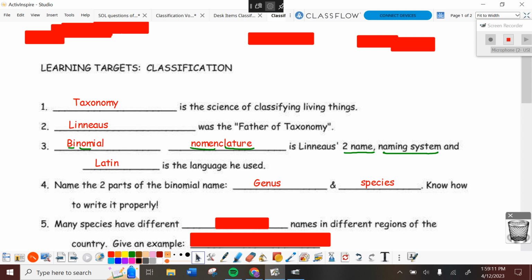Now remember, when you're writing the genus and species name, the scientific name, genus is capitalized, species is not. If you're handwriting it, you underline it. If you're typing it, it's italicized. Make sure you know how to write it properly or identify it. Genus is capitalized. Species is not.